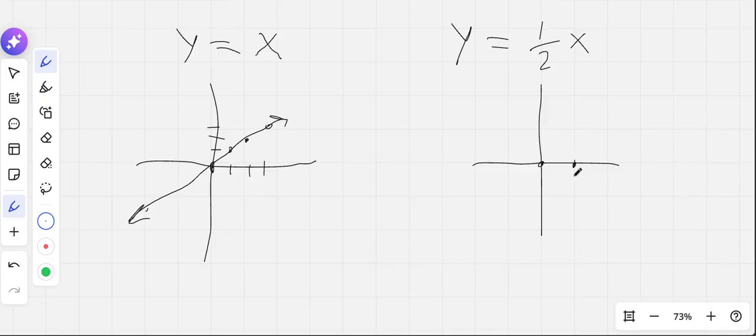So you'd run 2. Let's just say this is 2, and then this is 1. So you'd go over 2, up 1, right? And then let's say this is 4, and this is 2. So you go over 2, up 1. So there's something like that.